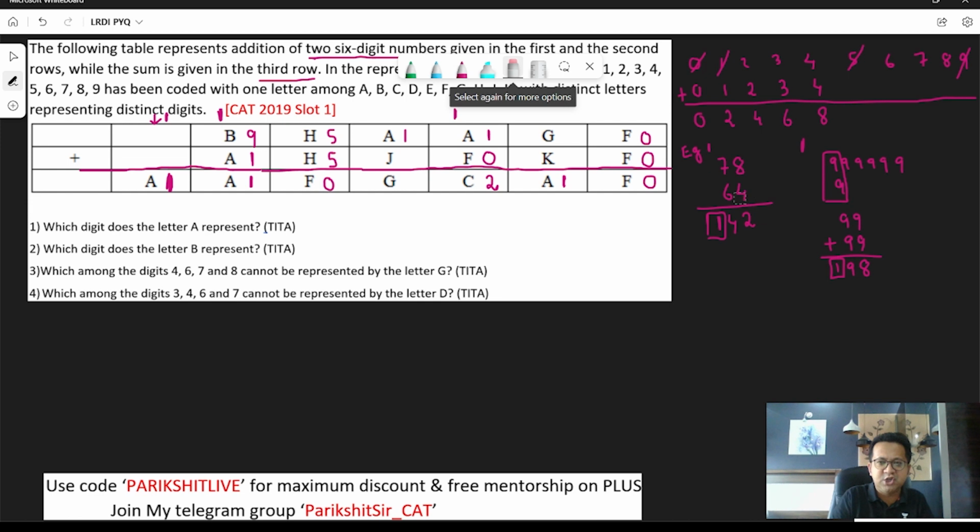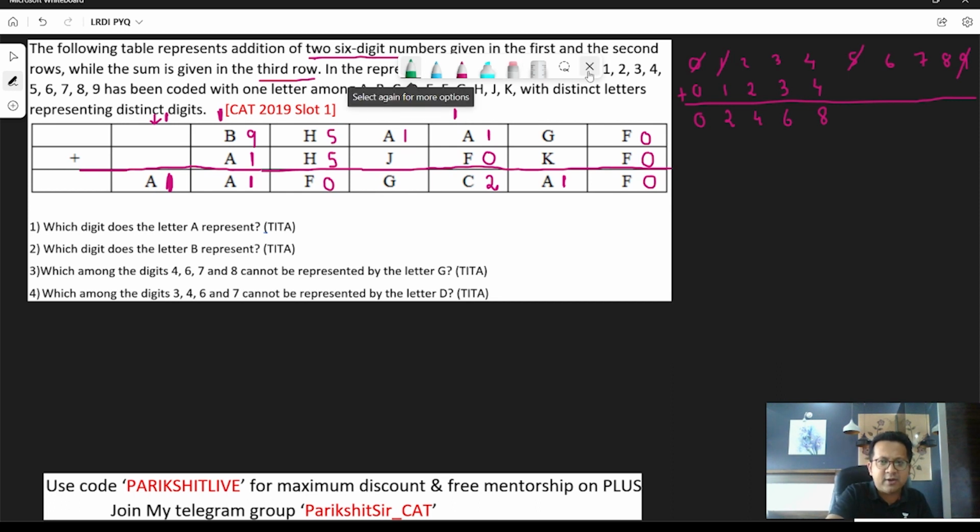We still have to figure out G, K, and J. That's what we got to figure out next. Now tell me, G plus K is coming out to be 1 or 11? It is 11, right? Can you see? How do you realize it's 11? You see the 1 out here and you see there was a 1 carryover. That's one way of figuring out that it was 11.